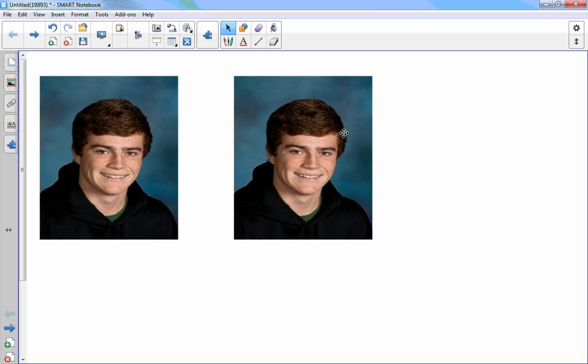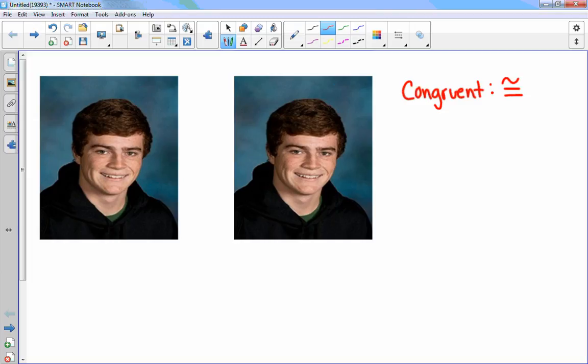Currently, these are both congruent and similar. Congruent has a symbol. What do we use when we say congruent? Equal, which means they're equal, and the squiggly also means that they're similar, because the tilde means similar. So these two pictures are similar, even though they are also congruent. They're proportional one-to-one.